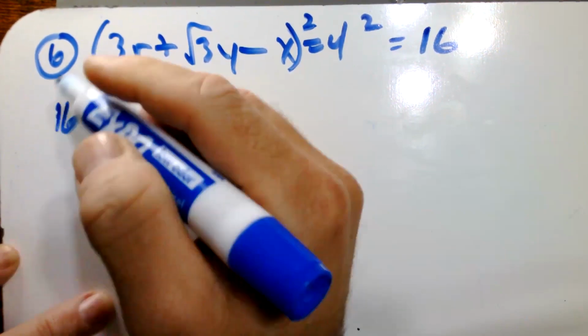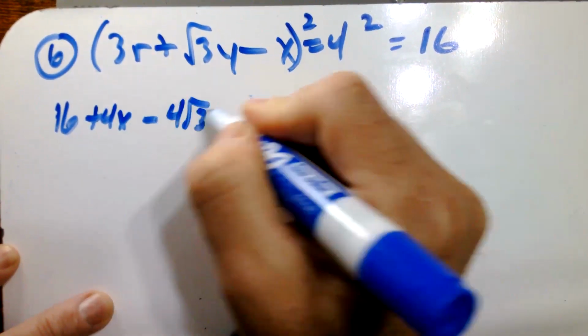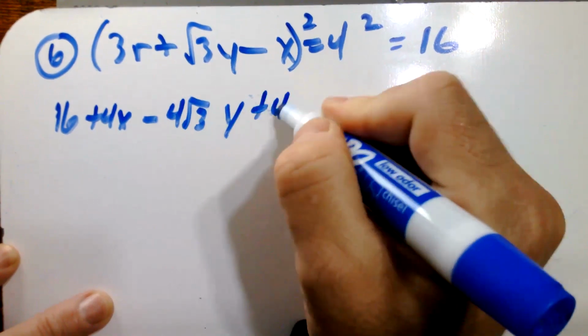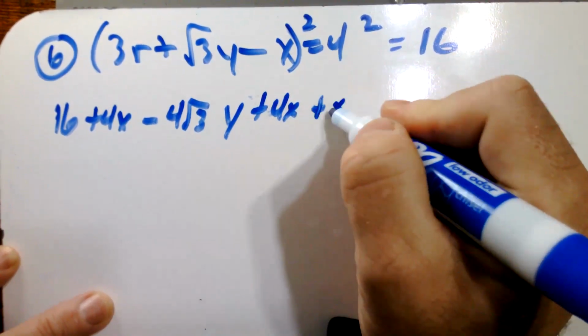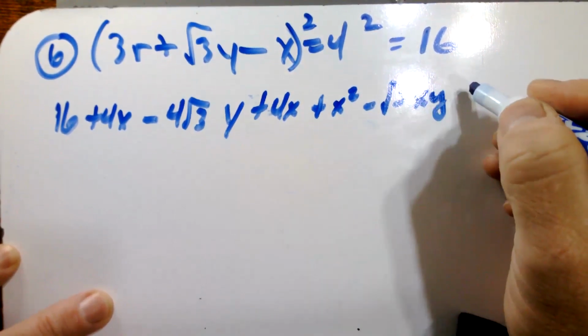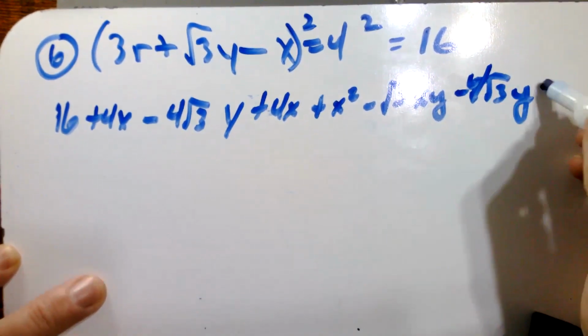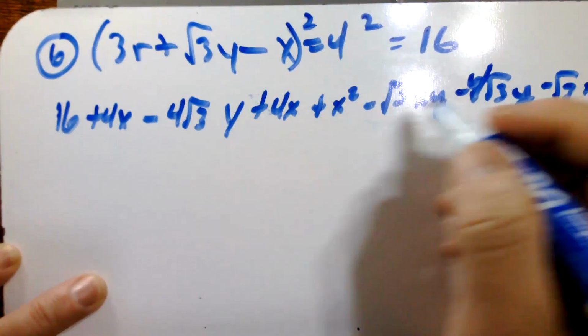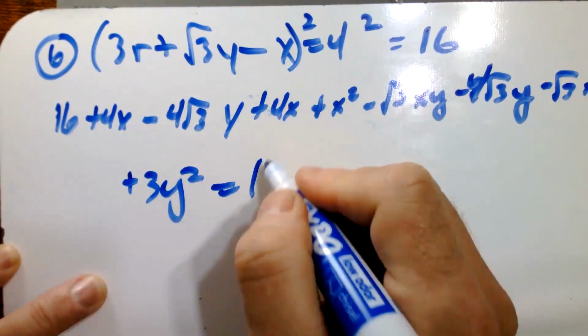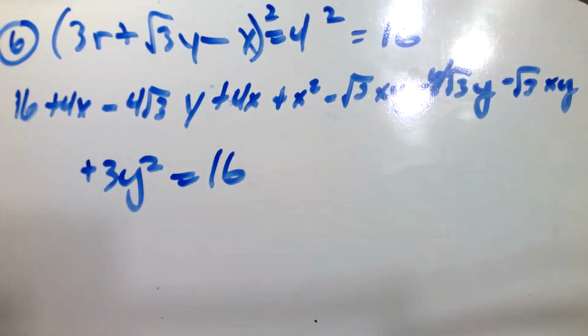So it's going to be 16 plus 4x minus 4 square roots of 3y plus 4x plus an x squared minus square root of 3xy minus 4 square roots of 3y minus the square root of 3xy plus 3y squared equals 16. That just obviously flows right off the old multiplication hotline. That was a lot of fun keeping track of terms, and hopefully I didn't miss any.